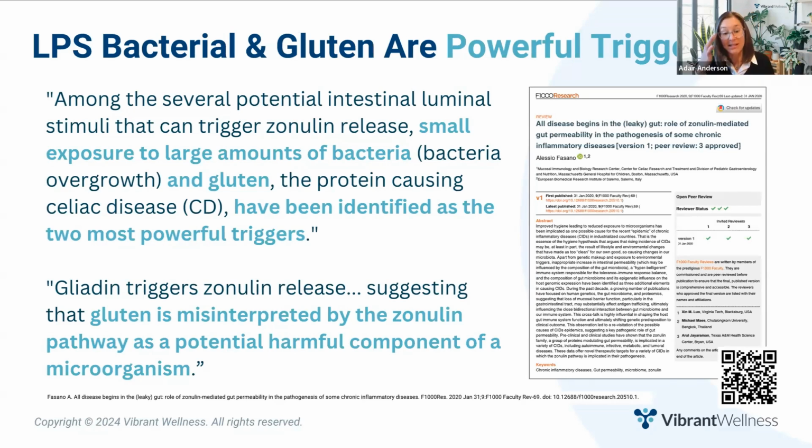The article goes on to say, "Gliadin triggering zonulin release suggests that gluten is misinterpreted by the zonulin pathway as a potential harmful component of a microorganism. Taken together, these data suggest that activation of the zonulin pathway may represent a defensive mechanism that flushes out microorganisms, contributing to the innate immune response of the host against changes in the microbiome ecosystem, specifically SIBO, dysbiosis, or both."